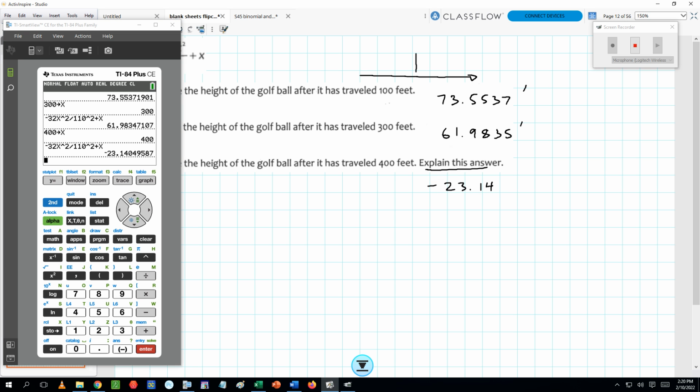Now, the height of the golf ball, this is the answer on the screen. This answer doesn't make any sense. The height of the golf ball is going to be at 0 feet. It has already hit the ground. Okay.